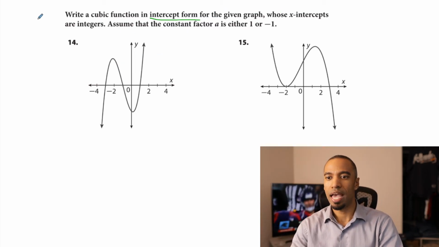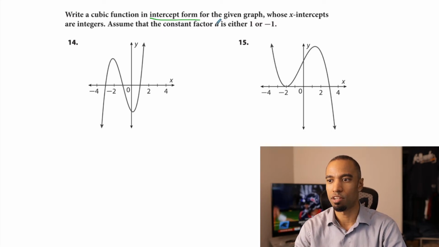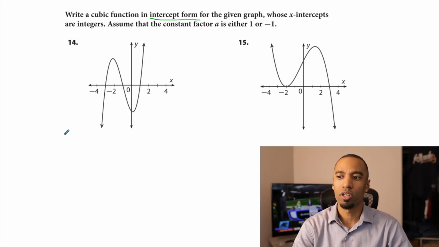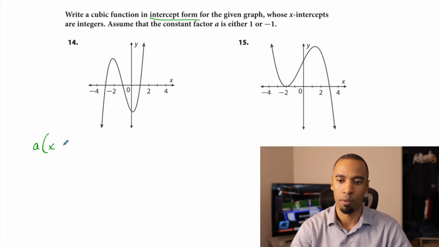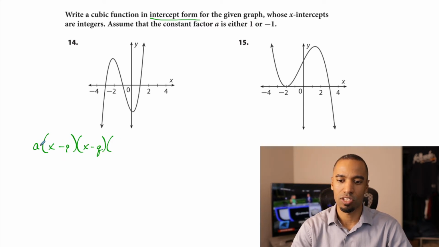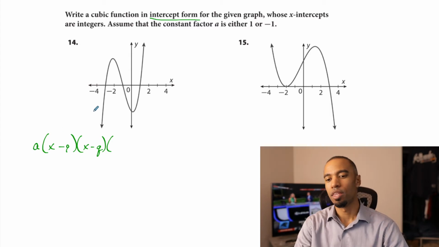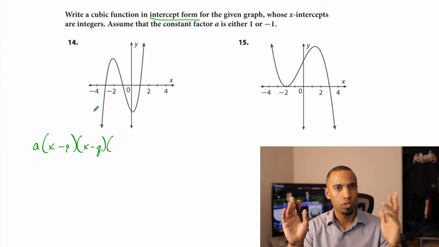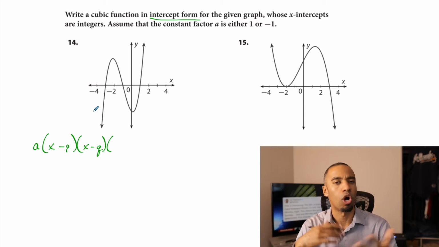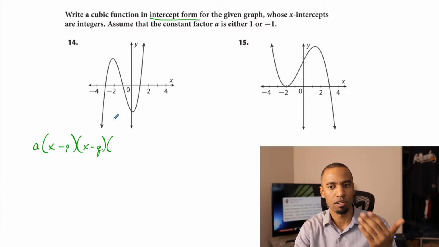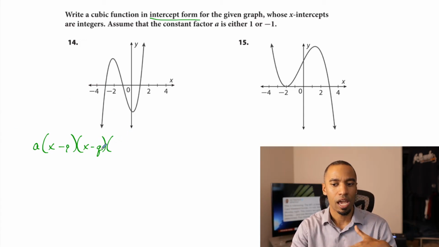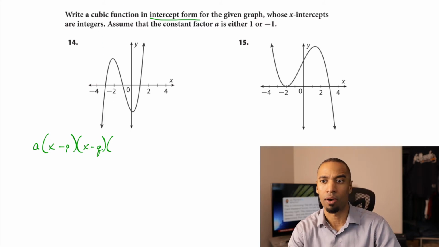For the given graph, whose x-intercepts are integers, assume the constant factor a is either 1 or negative 1. When they're talking about a, guys, they mean in factored form. A is like that stretch factor right here. They're just saying, we're not going to turn it into a 2 or a 3 or whatever. Otherwise, it's an open-ended answer. We'll either make it positive or negative based on whatever there is. And we're going to write our factors in here based on our intercepts.